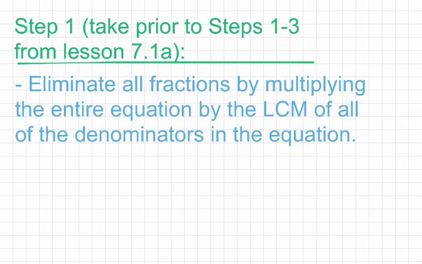So step 1, and again we take this step prior to steps 1 through 3 from 7.1a: we want to eliminate all of the fractions in the equation, and we do that by multiplying the entire equation by the LCM, the least common multiple, of all of the denominators in the equation. Let's take a look at an example and see how this can be done.